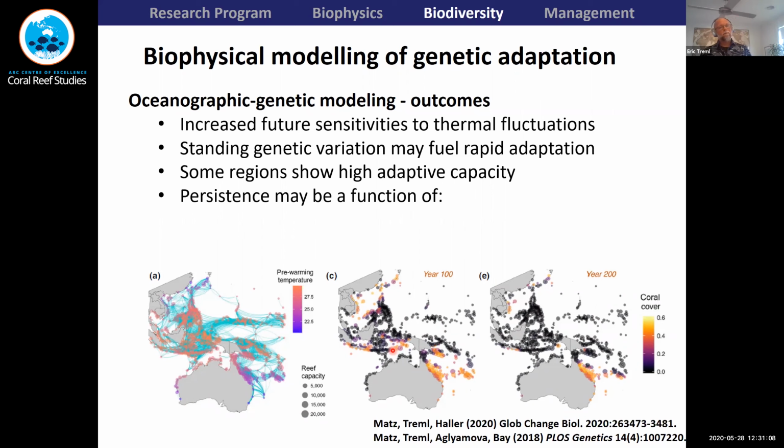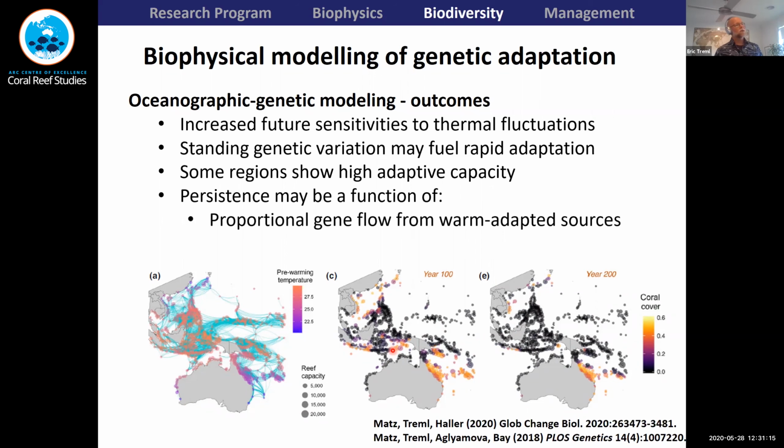Going a step further, these papers suggest that local scale population level persistence may be driven in large part by the proportional gene flow from warm adapted sources. So if you have a warm adapted population feeding larvae into a downstream population, that will increase the persistence capacity of that downstream population. And another important parameter is the present day thermal environment, the mean and variability in temperature.